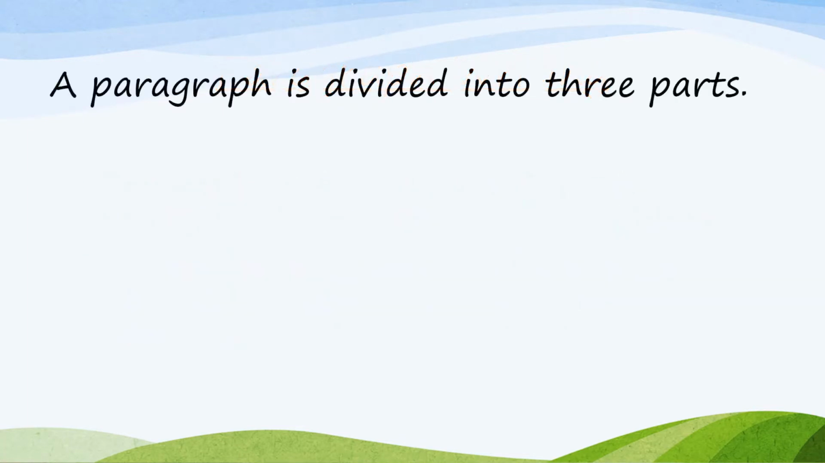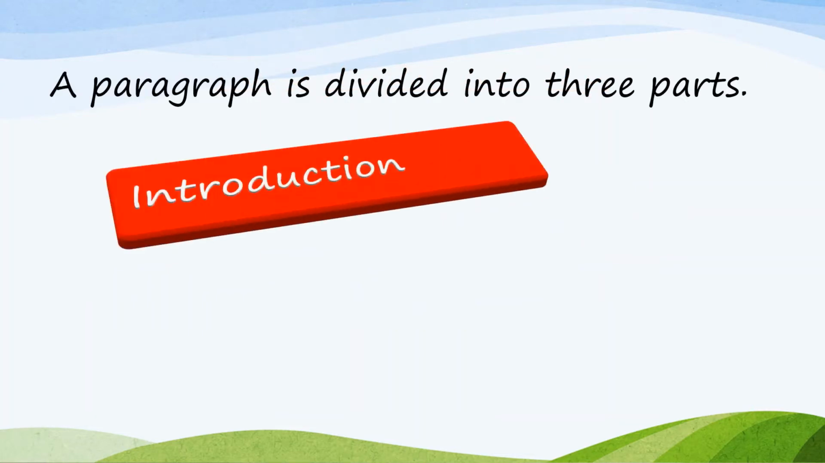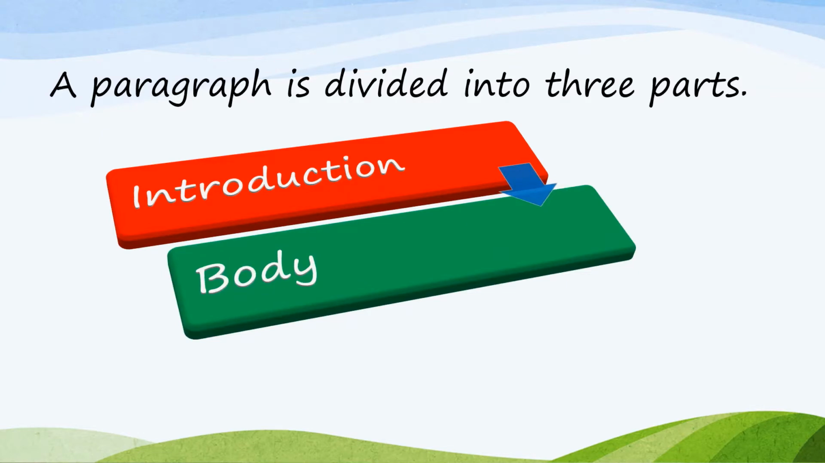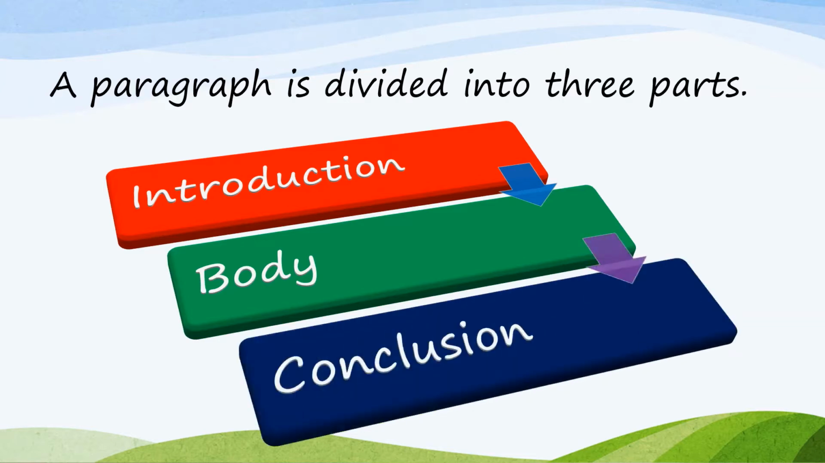A paragraph is divided into three parts. First, an introduction, where we write just about the theme of the paragraph. Then comes the body, where we write many related sentences regarding our paragraph. And then comes the conclusion. The conclusion should be very interesting when we end the paragraph.